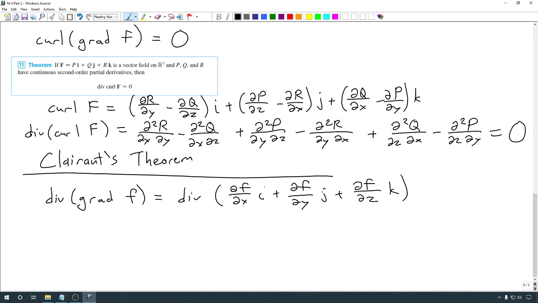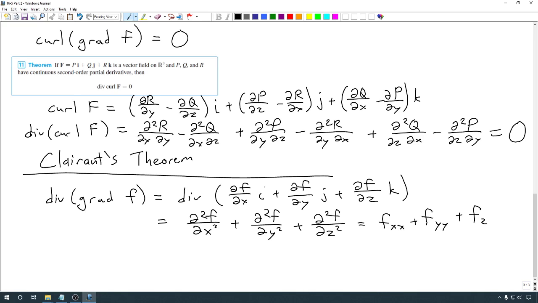Now we're going to differentiate each of these components with respect to the same variable it was already differentiated with respect to. So here, we're taking the second derivative of f with respect to x. We're adding that to the second derivative of f with respect to y. And then the second derivative of f with respect to z. Or if you want, you could write this using subscript notation as f sub xx plus f sub yy plus f sub zz.